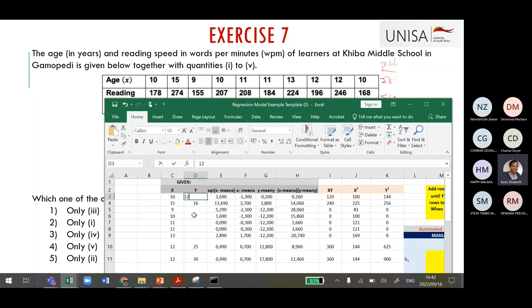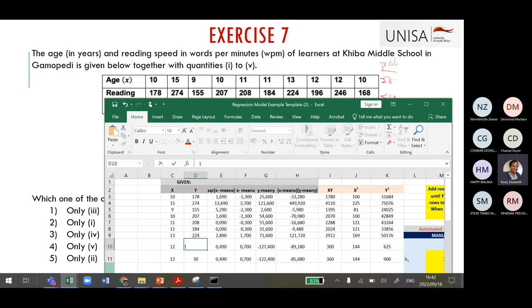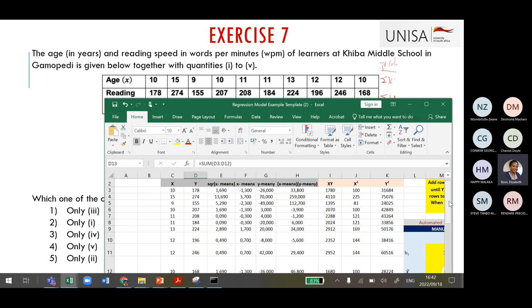1, 7, 8, 2, 7, 204, 155, 207. I didn't check, okay, I've got enough battery. 208, 184 and 224 and 196. I hope I'm capturing everything correctly. And 246 and 168. Let's double check our values.